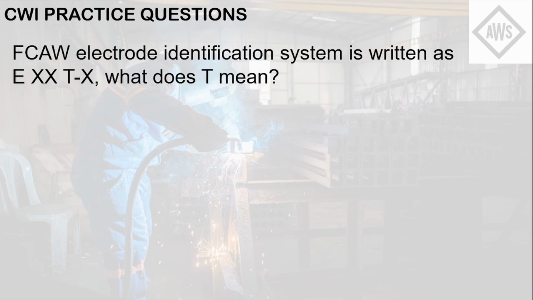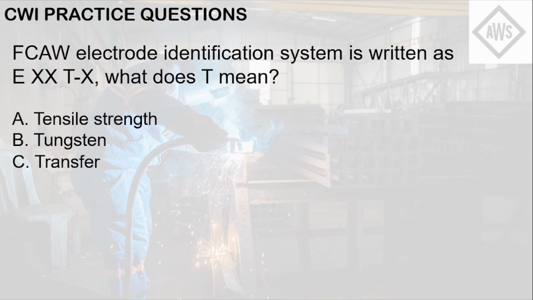Next question. The FCAW electrode identification system is written as EXXT-X. What does T mean? Letter A, tensile strength. Letter B, tungsten. Letter C, transfer. Letter D, tubular. So, when you're talking about FCAW, it is a tubular electrode. So definitely, the letter T means tubular. So the answer here is letter D.